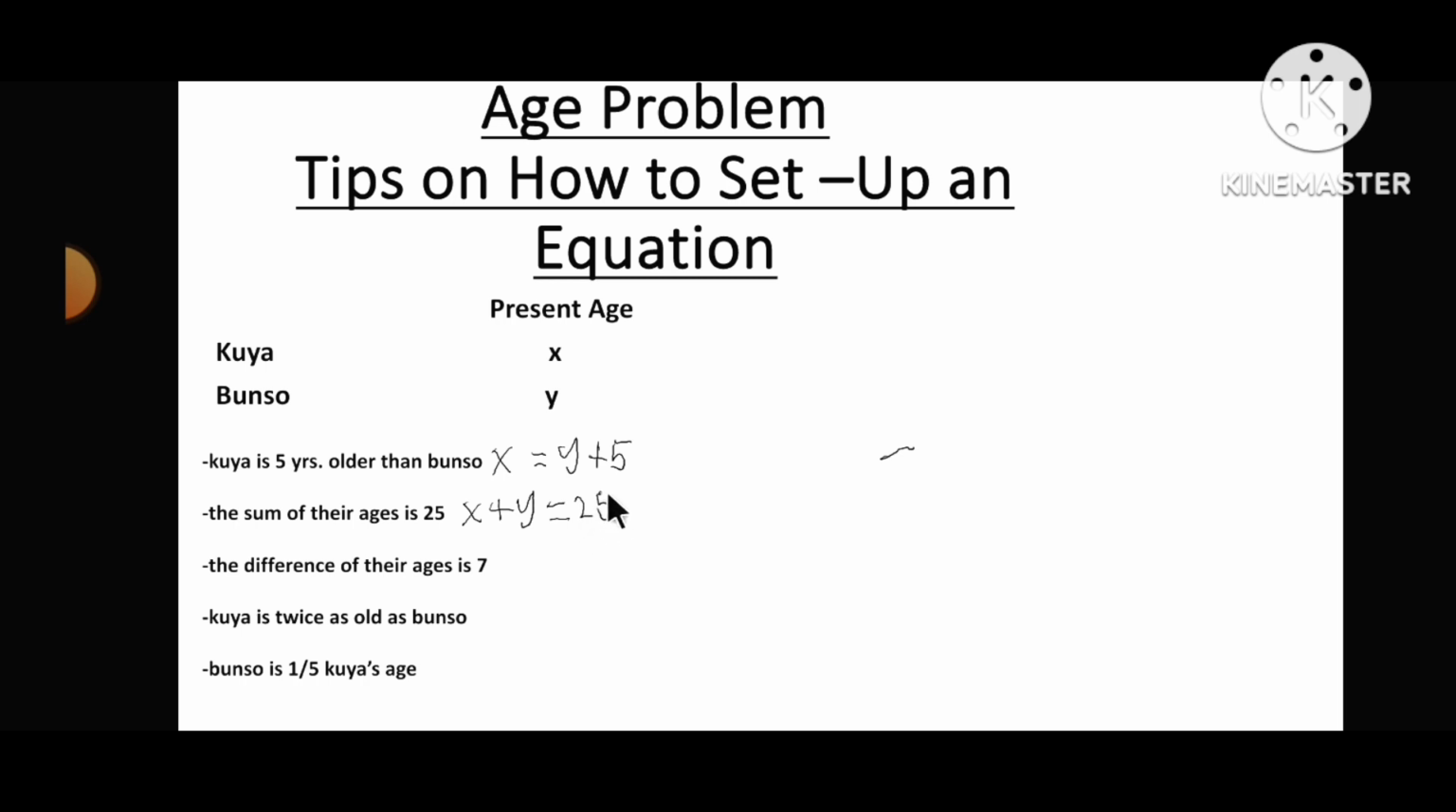Now, how about the third one? Here, the order of operation is very important, because we're talking about difference. Who goes first now, X or Y? Is it X minus Y or Y minus X? Since Kuya is older, he should go first. Otherwise, our difference will be negative. So it should be X minus Y is equal to 7. Remember, the bigger or older one should go first.